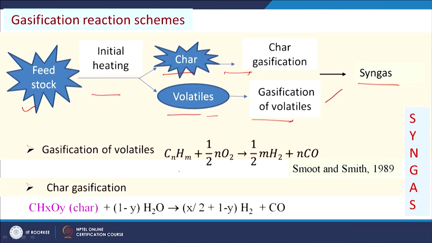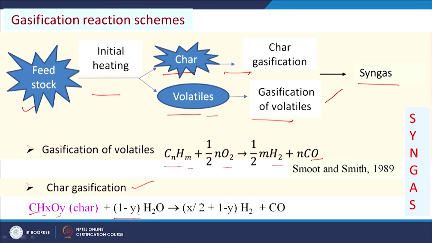So, how is this gasification taking place? The representation of this process is CnHm plus half nO2 giving half mH2 plus nCO, and char gasification means it will have carbon, hydrogen, oxygen. We are ignoring other impurities in this case. So, this is the empirical formula, which explains that there will be hydrogen production and CO production from this char.